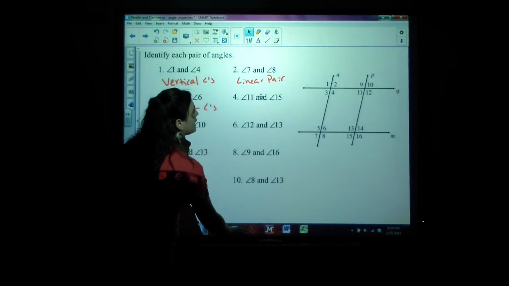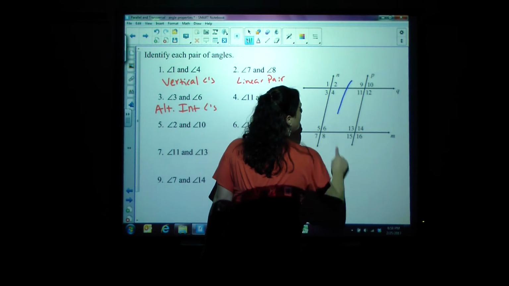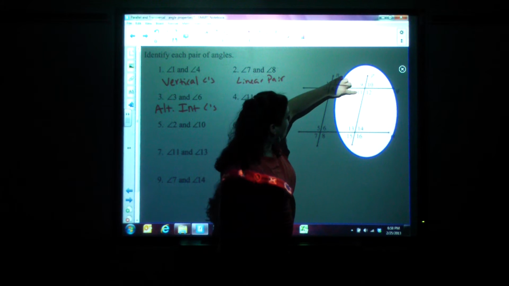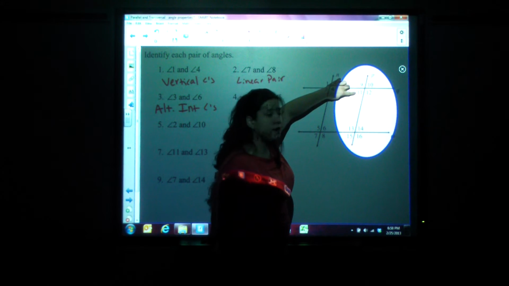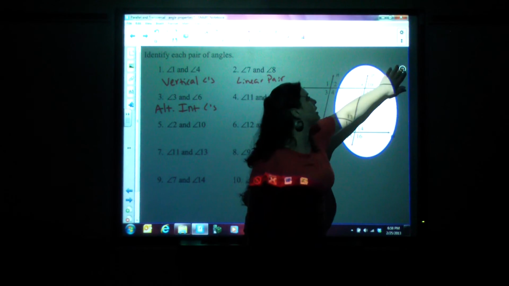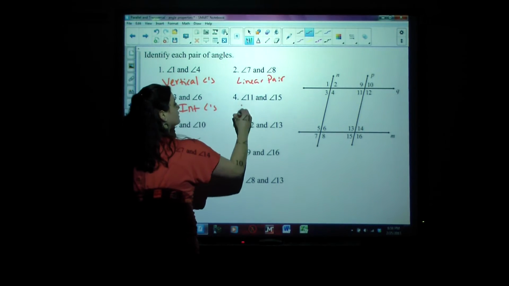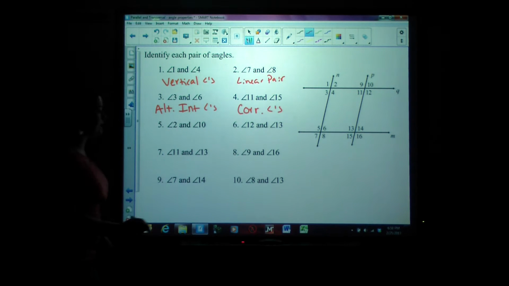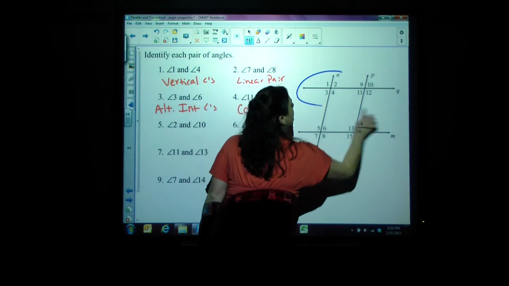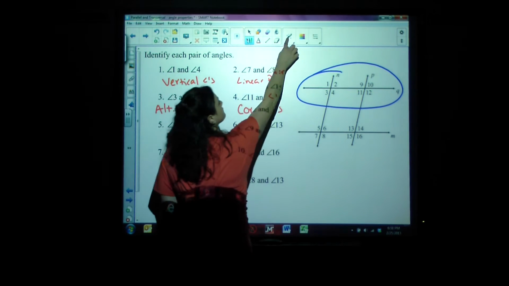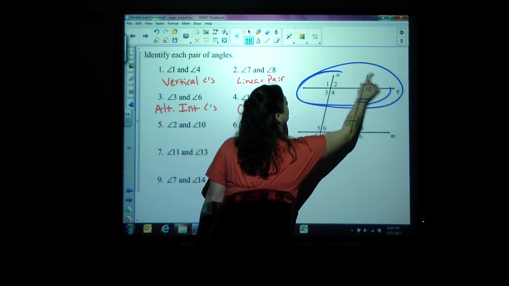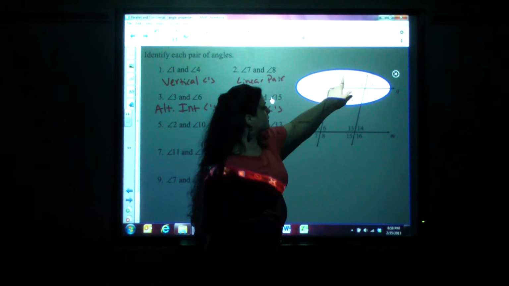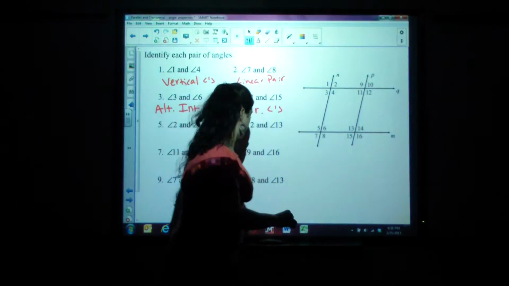Let's try the next one, 11 and 15. If you notice, 11 and 15 are on this intersection, which means they are both in the same lower left-hand position, so they are corresponding angles. Okay, 2 and 10. 2 and 10 are both in the upper right-hand corners, so they are corresponding angles.